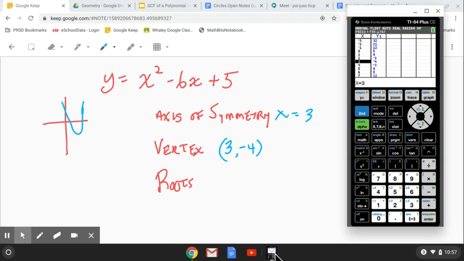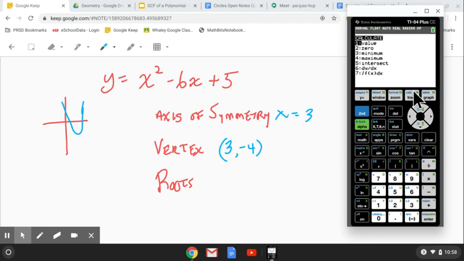Okay, but that's not really what I want to show you as far as getting the vertex. I can see that one because it's in the table, but if that vertex was, let's say, a decimal value, where the axis of symmetry is a decimal value, I would not be able to find it in the table. So I want to show you something different that you haven't seen yet. We're going to use this button up here that says trace, but in blue it says calculate. So I want you to hit second calc.